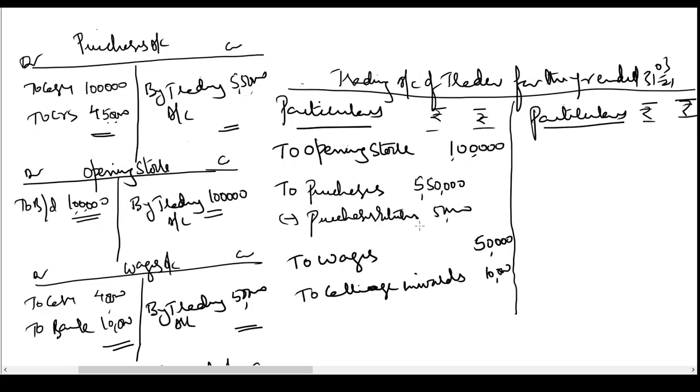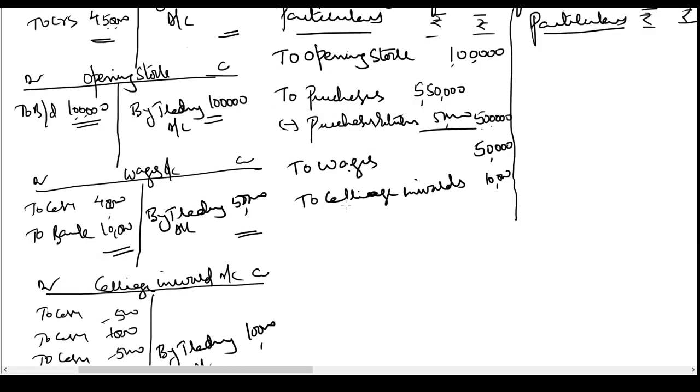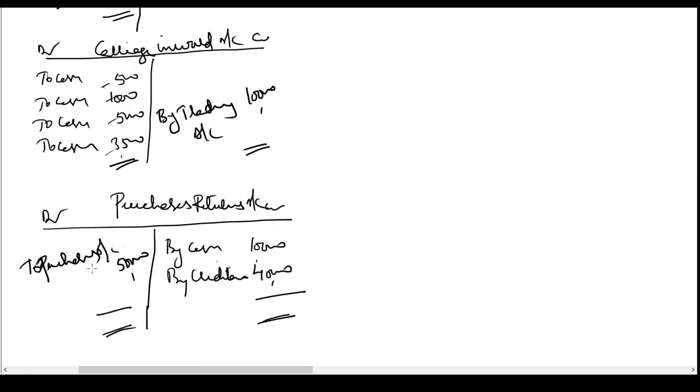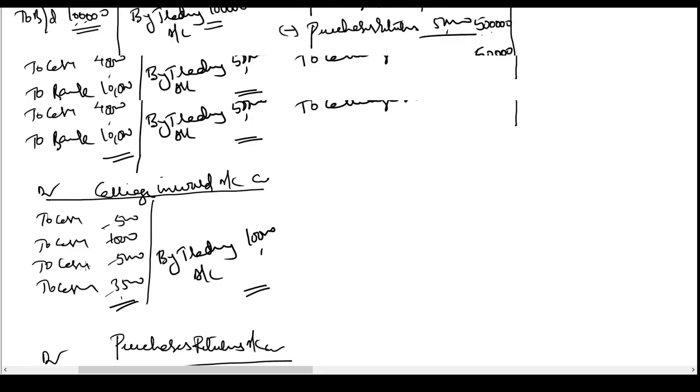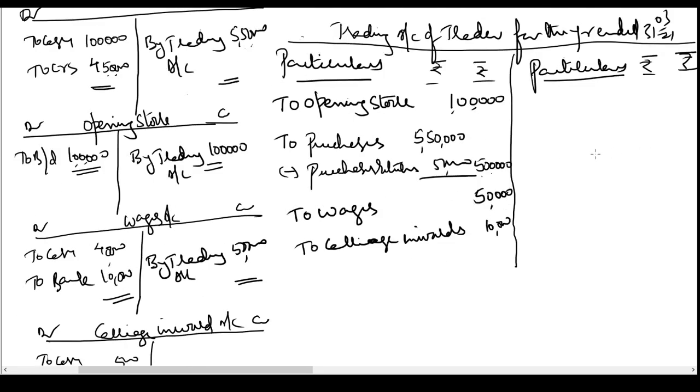Or what we could simply have done is, instead of writing here purchases, we can simply write here trading account. What will happen if I write trading account here? It will go to the credit side of the trading account, and nothing is wrong. Even if you write purchase returns on the credit side of the trading account, it is nothing wrong.